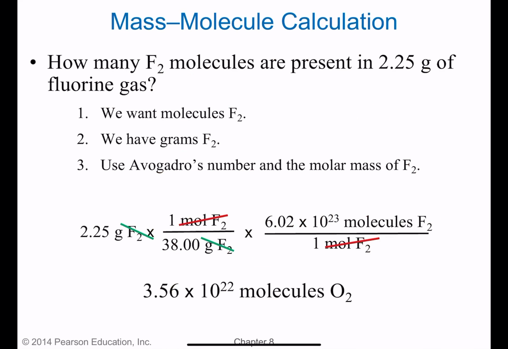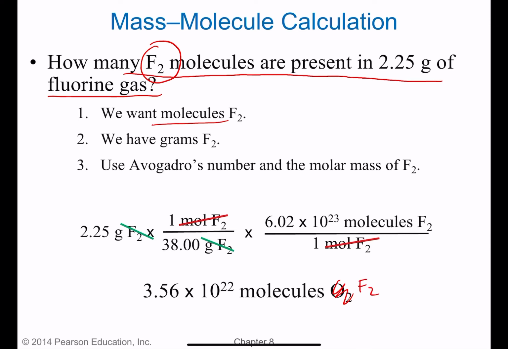So now an example of mass to molecules. How many fluorine molecules are present in 2.25 grams of fluorine gas? Careful, we have a diatomic here that's going to affect the molar mass that we use in our calculation. We want molecules, and here this should say F2. We want molecules of F2, and we're starting off with grams. So we start off with our 2.25 grams of diatomic fluorine.